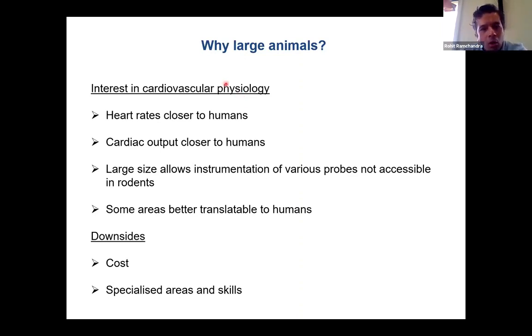But primarily because of the closeness of the large heart to humans, and because of my interest more in translational cardiovascular physiology, I think the large animal is a really important tool that I have.